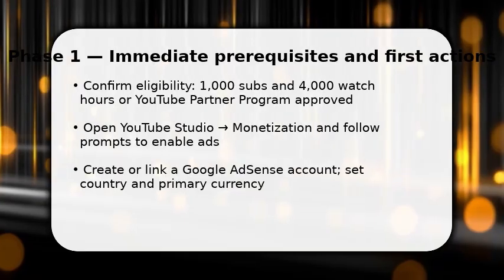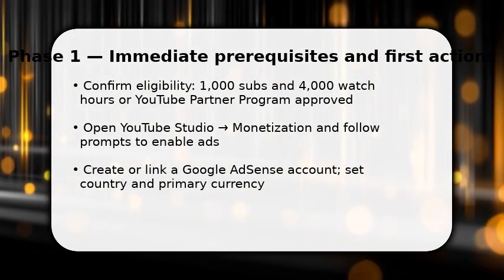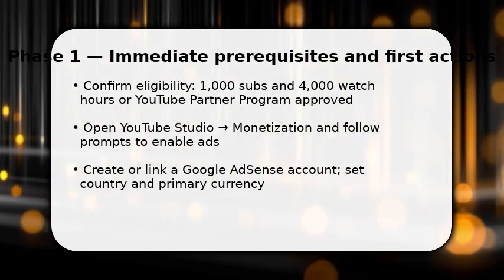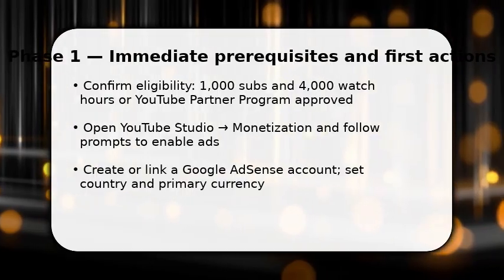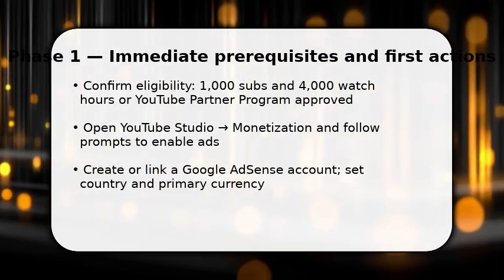You begin by confirming eligibility and creating or linking your AdSense account. Go to YouTube Studio, open monetization, and start the enrollment flow now. Provide accurate country and currency choices. Do this early because it affects tax and payout formats.